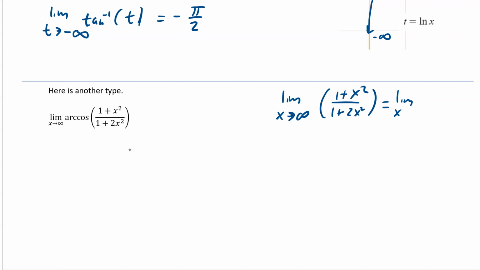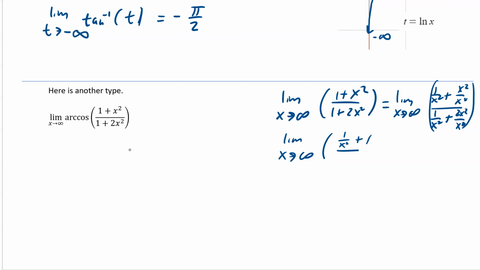So this would be the limit as x approaches infinity of 1 over x squared plus x squared over x squared, 1 over x squared plus 2x squared over x squared. And that gives us the limit of 1 over x squared plus 1, 1 over x squared plus 2. And then now we can apply our limit to infinity for our fractions. That goes to 0, and that goes to 0. And so we get 1/2. You can write the whole thing if you want to be very precise and say 0 plus 1, 0 plus 2 to show all the limits, and then you have a half. So now we know as x approaches infinity, this is approaching a half.